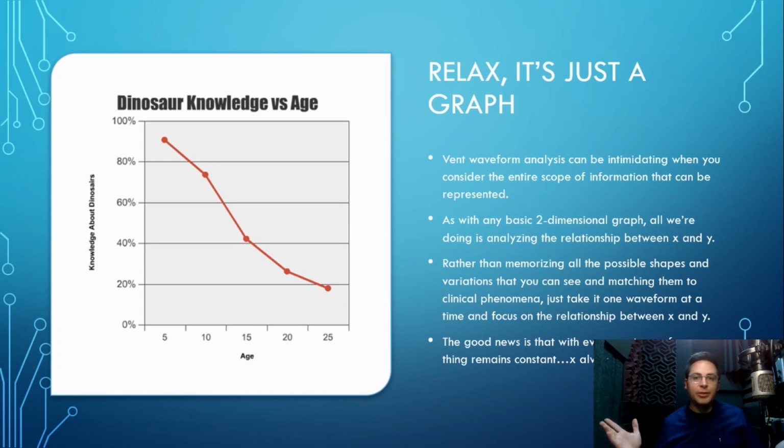As with any basic two-dimensional graph, all that we're doing with any of these waveforms or loops is analyzing the relationship between X and Y. That's it. We shouldn't make it that much more complicated in our mind. Just as on this graph we have here on the side, we have our X-axis on the bottom, which demonstrates a person's age over time, and on the Y-axis we have knowledge about dinosaurs, showing the relationship between a person's typical knowledge about dinosaurs as they progress with age.